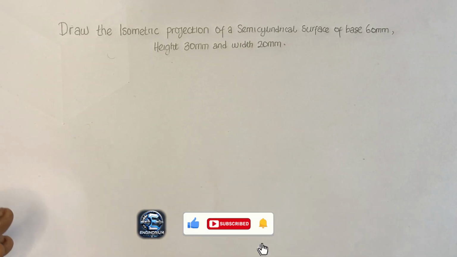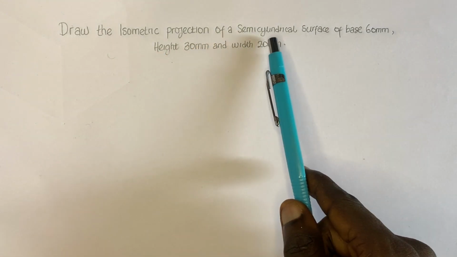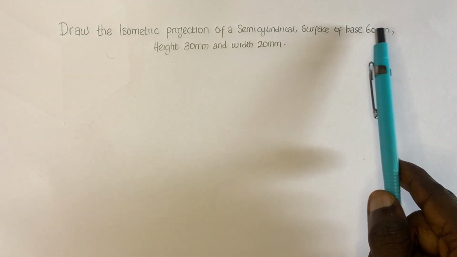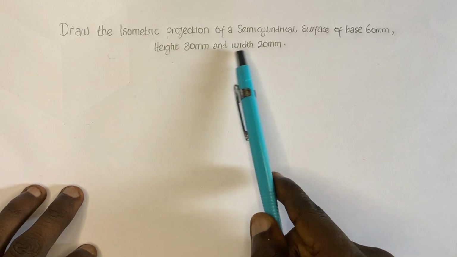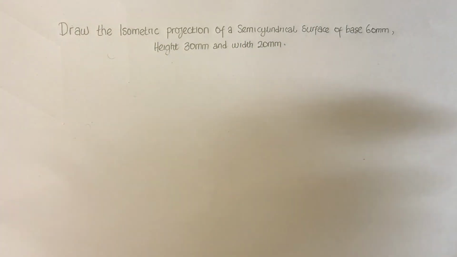In today's lesson, we are going to learn how to construct the isometric projection of a semicylindrical surface of base 60 mm, height 30 mm and width 20 mm. So, without wasting much of our time, let's get started.